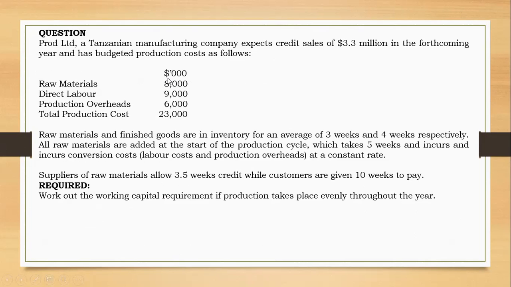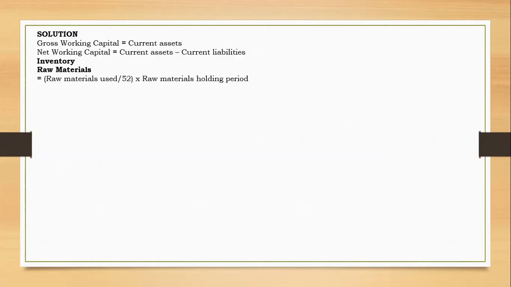Raw materials used: since we are not given opening inventory, normally for raw materials used you have to take opening inventory plus raw materials purchased minus closing inventory. But we do not have that, so presume that we have used all these 8 million. So I'll just say 8 million raw materials used over 52 weeks times 3 weeks, and I would have 461,539.